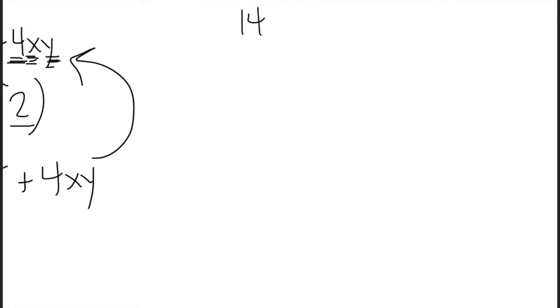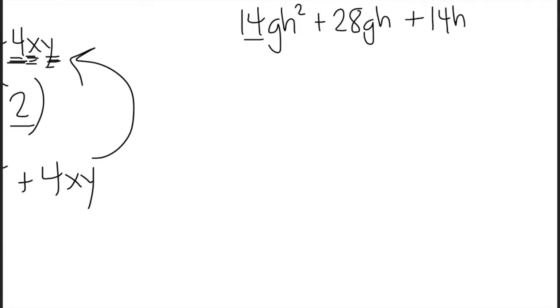14gh squared plus 28gh plus 14h. All right, so look at your coefficients. What's the smallest coefficient that they all have in common? 14. All right, look at your g's. I have g, but I do not have a g here, so I cannot factor out a g. If all of them don't have a g, I can't factor out a g. Let me look at h's. I have h squared, h, and h. The smallest one is h, so I can factor that out.